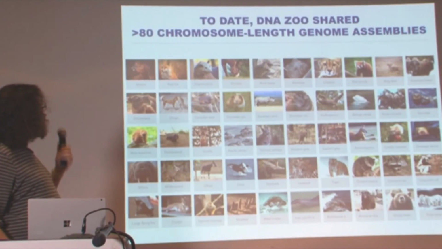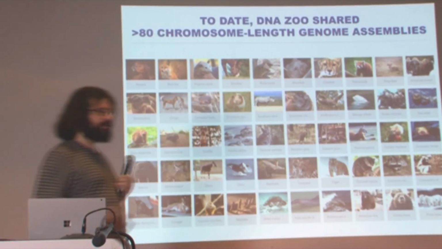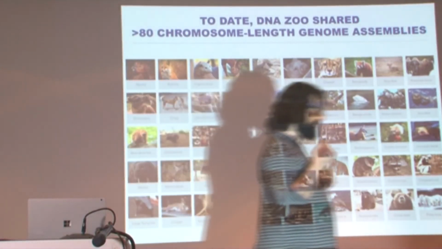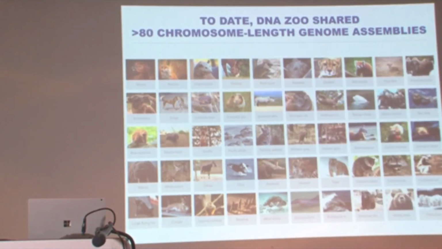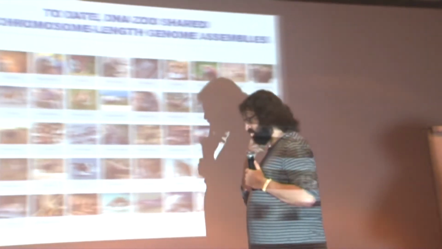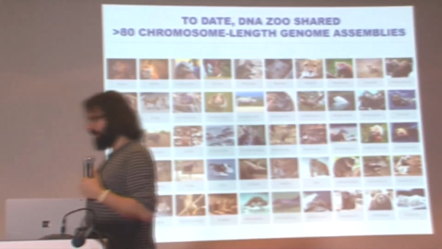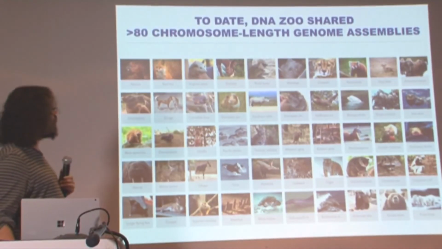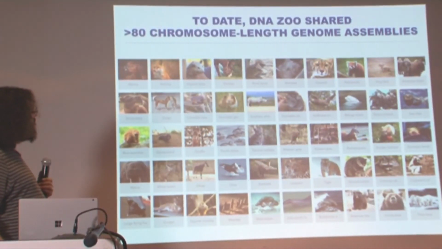We have to date shared over 80 chromosome length genome assemblies. I want to highlight, before we started sharing these, there were about 32 mammals that were available at chromosome length. I think we've roughly tripled that. We share genomes typically at least one a week. I think just yesterday we shared the black-crested cormorant for the cormorant fans out there.